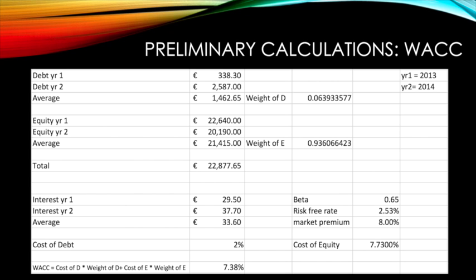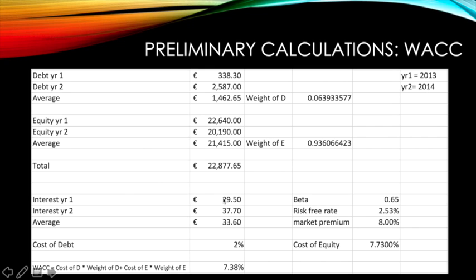Okay, so for the weighted average cost of capital calculation, on the top left, I calculated the average of 2 years of total debt. This means long-term and short-term. And here I calculated the same thing for the equity and its average. This is the average of the debt plus the average of equity. And here, according to the previous equation, I calculated the weight of equity and the weight of debt for that year. It is important to notice that year 1 is 2013 and year 2 is 2014.